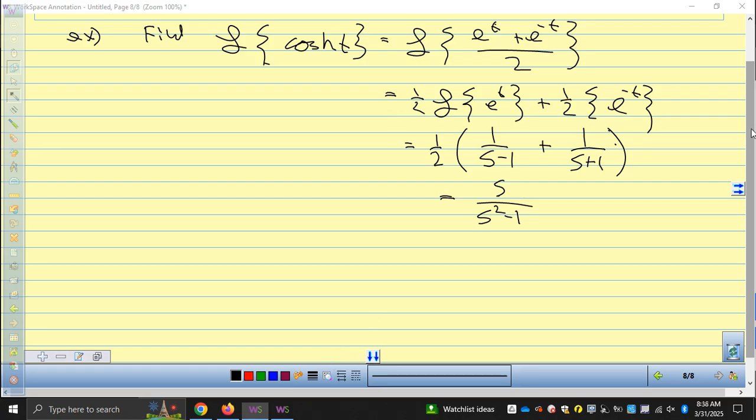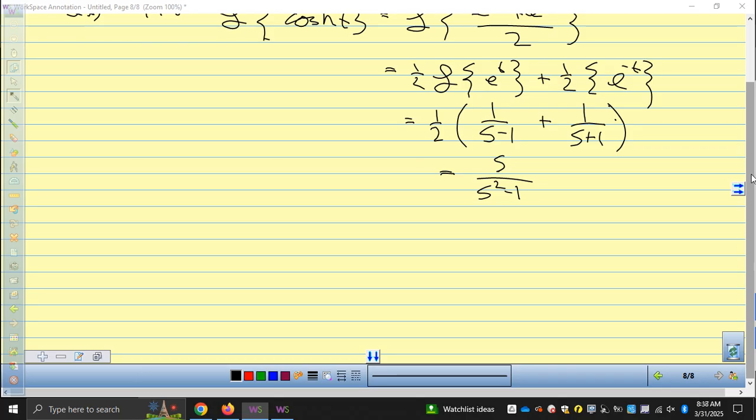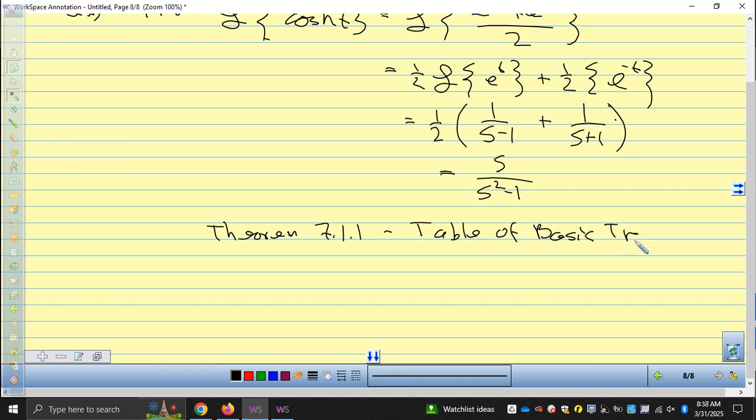Some basic Laplace transforms. One part of your homework assignment asks you to use the definition, and the other asks you to use theorem 7.11, which is a table of basic transforms. And this is on page 289 of our textbook in chapter 7.